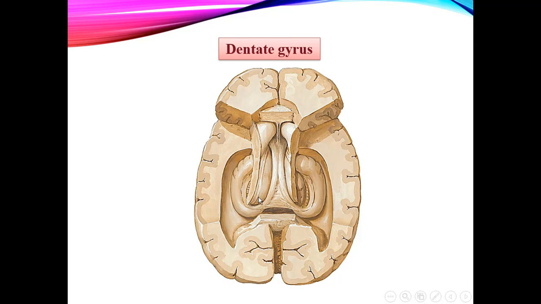Dentate gyrus is another part of the hippocampal formation, and as I said, it's located on the medial side of the hippocampus, and has a close relation with the fimbria. Here between the fimbria and dentate gyrus you can see a sulcus. This sulcus is the fimbriodentate sulcus, between the fimbria and dentate gyrus.